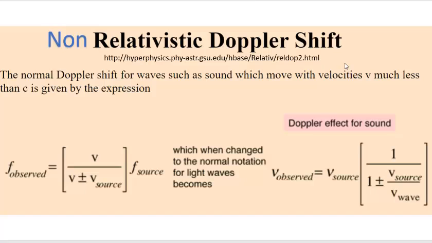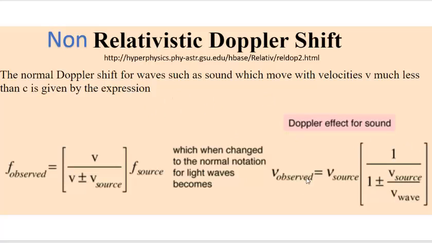So here is a page from Hyperphysics. I use Hyperphysics quite a bit. These guys have never let me down. I've never found a mistake yet in their website, and this is the equation that they say is for the normal Doppler shift for waves, such as sound waves, which move at velocity much less than the speed of light. This was actually written for sound waves, the non-relativistic Doppler shift of sound waves.